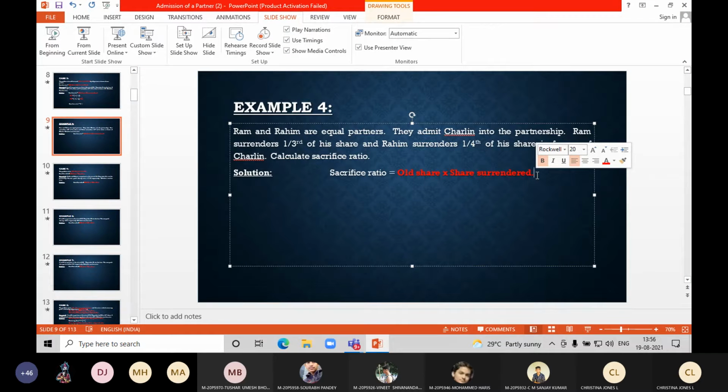So here we have Ram and Rahim are equal partners. They admit Charlin into the partnership. Ram surrenders 1/3 of his share and Rahim surrenders 1/4 of his share in favor of Charlin. Calculate sacrifice ratio. Ram and Rahim are equal partners. They admit Charlin into the partnership. Ram surrenders 1/3 of his share and Rahim surrenders 1/4 of his share in favor of Charlin. Calculate sacrifice ratio. Now, we'll start with Ram first.